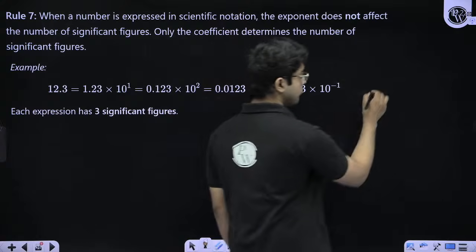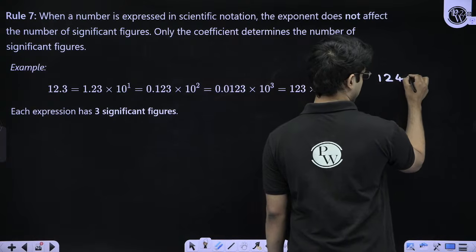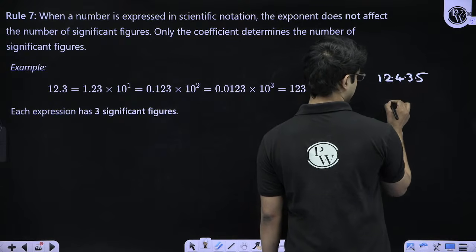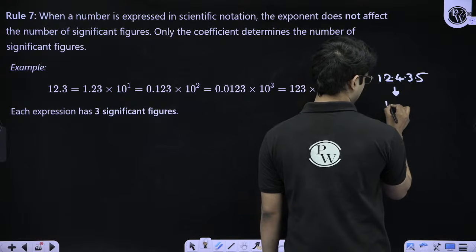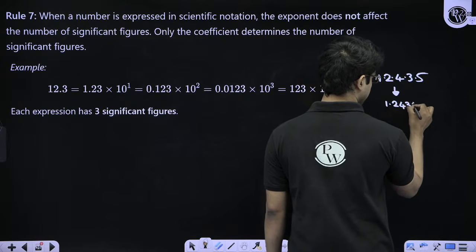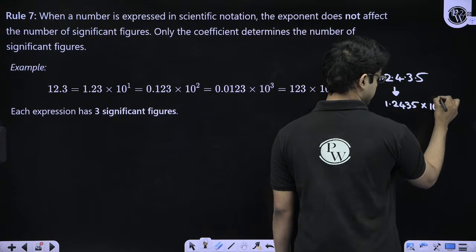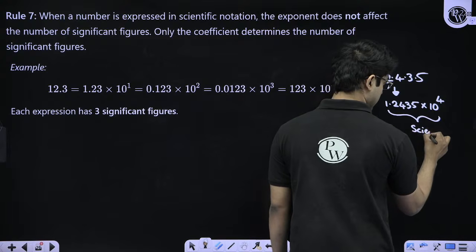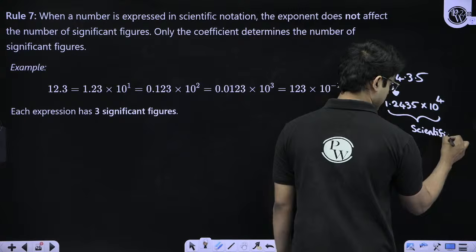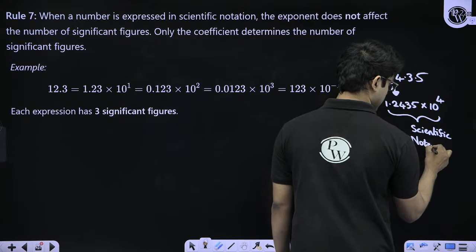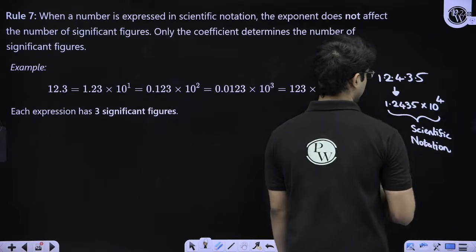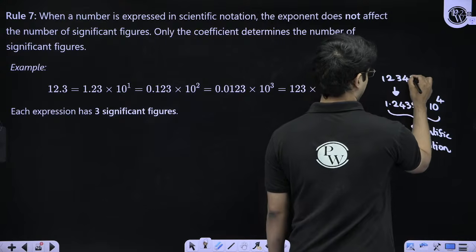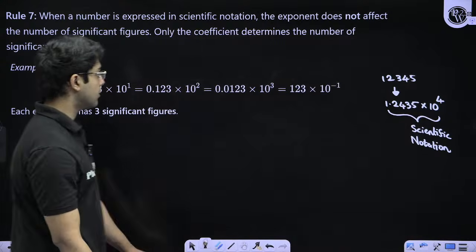So instead of writing something like 12,435, we will express it as 1, 2, 3, 4. We will express this thing as 1.2435 into 10 raised to 4. We are expressing it in powers of 10. This is known as scientific notation. So in scientific notation, we can easily see the number of significant figures.